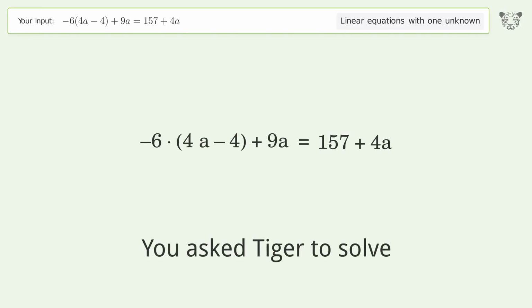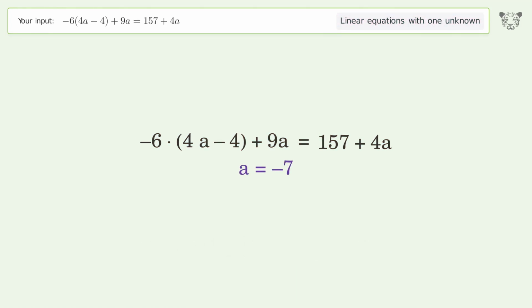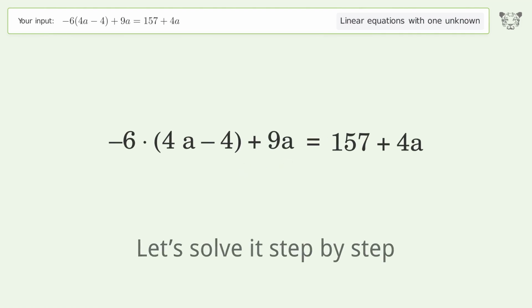You ask Tiger to solve. This deals with linear equations with one unknown. The final result is a equals -7. Let's solve it step by step.